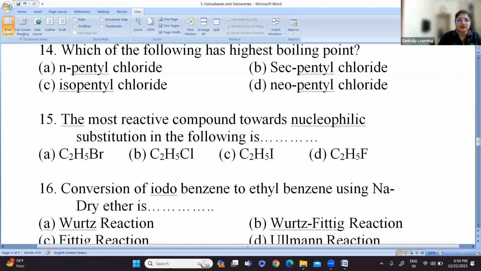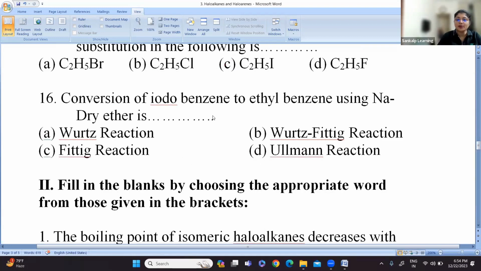Okay, next question. Conversion of iodobenzene to ethyl benzene using sodium in the presence of dry ether is A. Wurtz reaction, B. Wurtz-Fittig reaction, C. Fittig reaction, and D. Ullmann reaction. Conversion of iodobenzene to ethyl benzene.